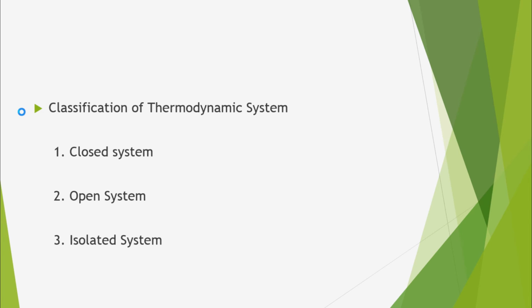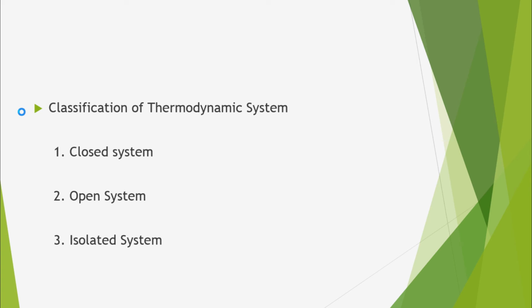Let's go to the next slide. These are the classifications of thermodynamic systems. First is closed system, second one is open system, and third one is isolated system. First see closed system. The closed system is one whose boundaries are determined by the space of matter occupied in it. A closed system does not permit any mass transfer across its boundary, but it permits transfer of energy.